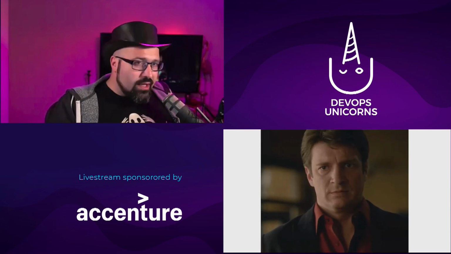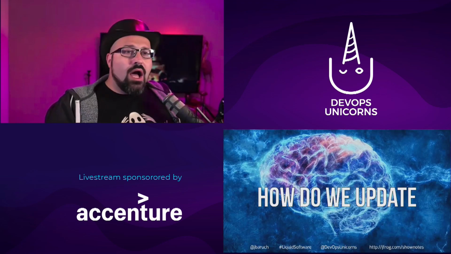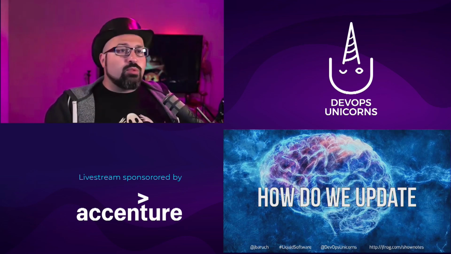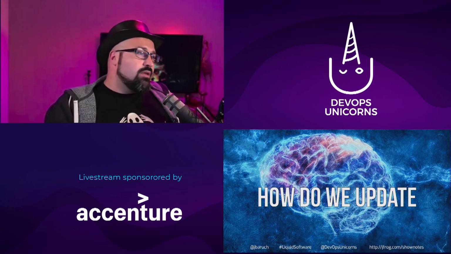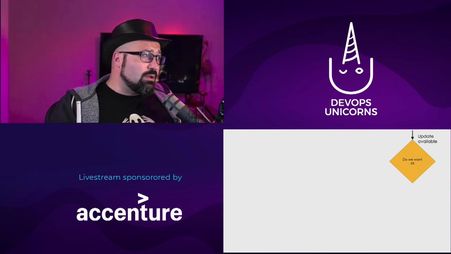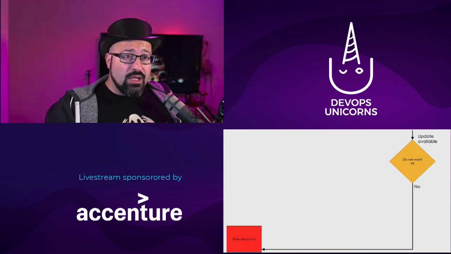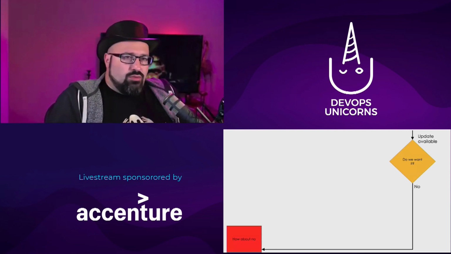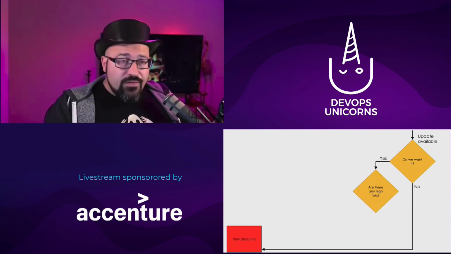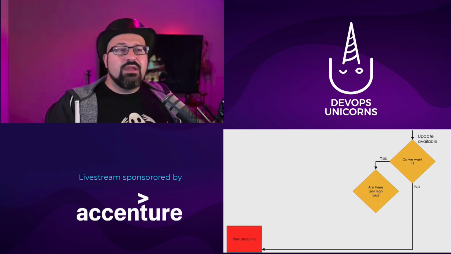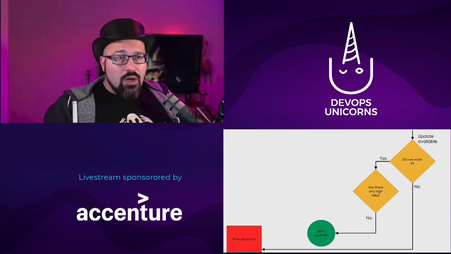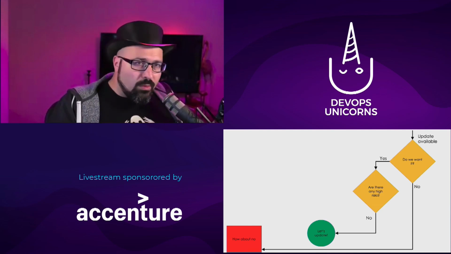To understand why that happens, we need to understand how our thinking process works when we see there is a new version. So here we go. Update is available. Do we even want it? If we don't want it, it will be just no. I mean, Java 9, no, I'm not going to take it. If there is interesting stuff in it, the next question will be, are there any high risks? If there are no high risks, again, no problem.